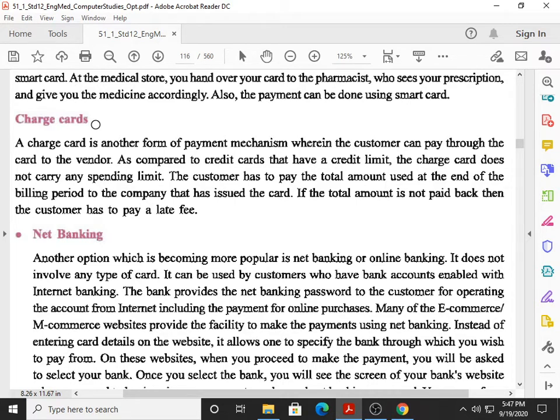And after you completely use the requirement, then the card has to be inserted and it will charge accordingly. For example, I'll give a practical example. If I go to an amusement park, then the amusement park owners give me one card, and in that card there is no balance, but the card is given.